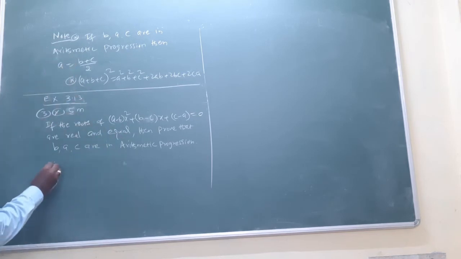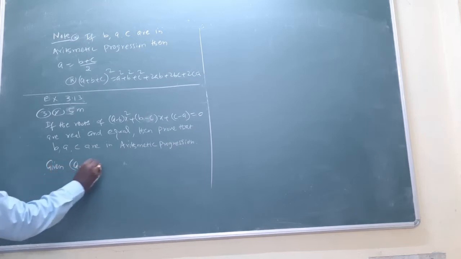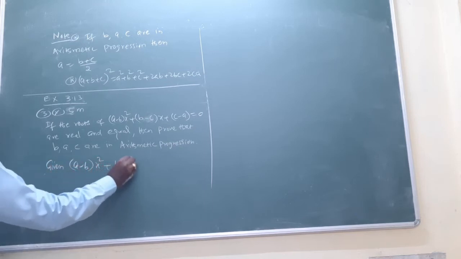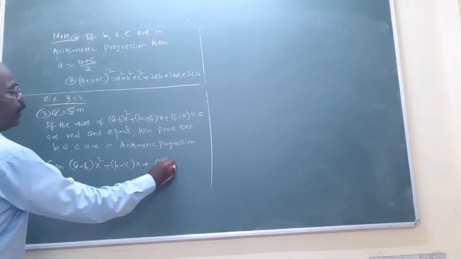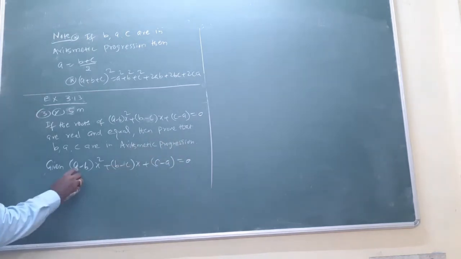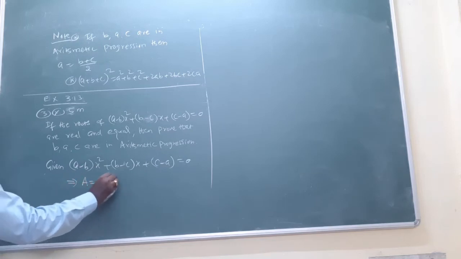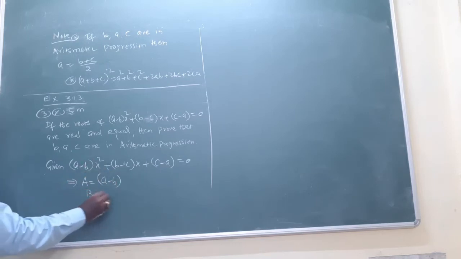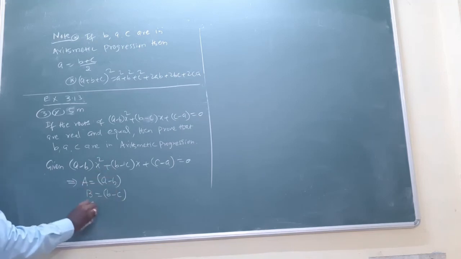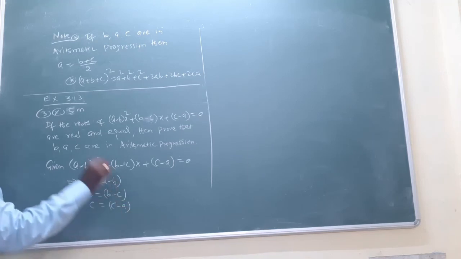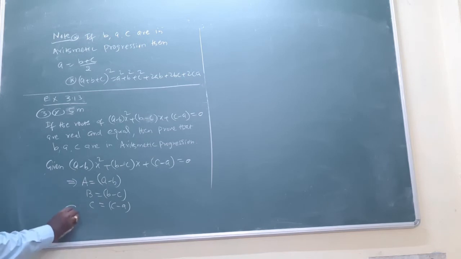Now, what is given actually? The given equations are (a minus b) x square, (b minus c) x, (c minus a) equal to 0. Since small a, small b are already involved, you will assume capital A equal to a minus b, capital B equal to b minus c, capital C equal to c minus a. Am I correct?